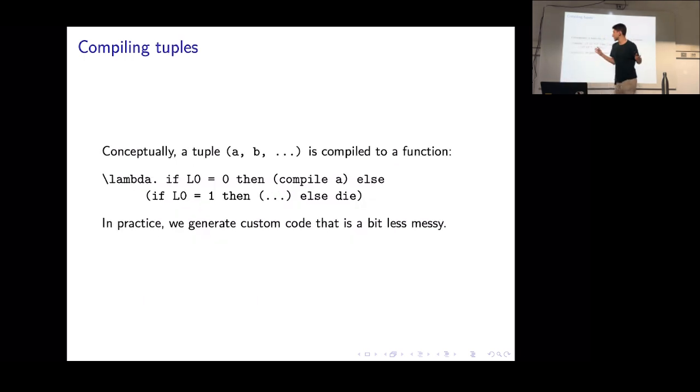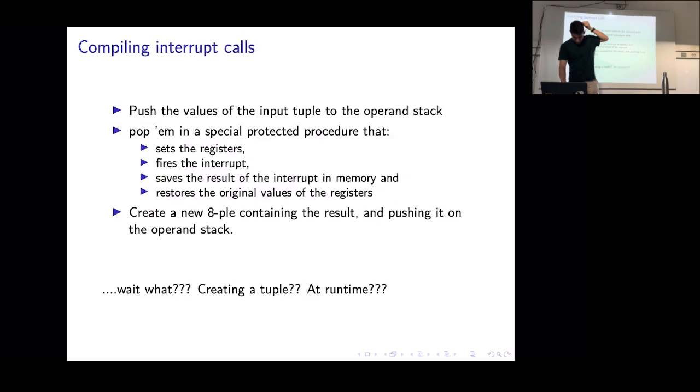So, compiling tuples, we have mentioned how it's done. Conceptually, it's basically: if L0 is 0, then return the first element of the tuple. If it's 1, return the second. Well, okay, you start from 0, from 1, that's it. In practice, we generate a custom code that looks a bit more like how a switch is compiled, for example, on the Java virtual machine or even in C.